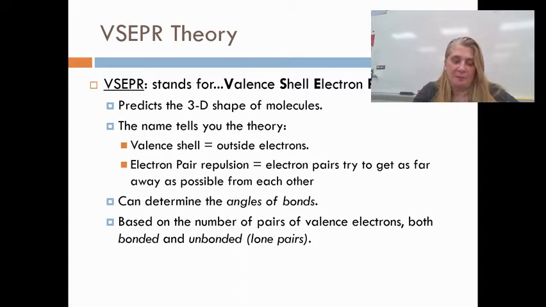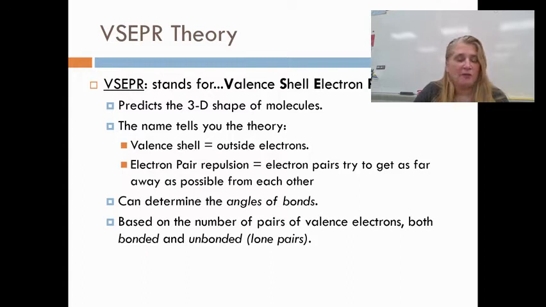So VSEPR is valence shell electron pair repulsion, and this is going to help us determine what the shape of a molecule would be. So remember we went through that boron has 3 bonds, but it lies flat, so it is trigonal planar. Carbon forms 4 bonds, so it is tetrahedral.